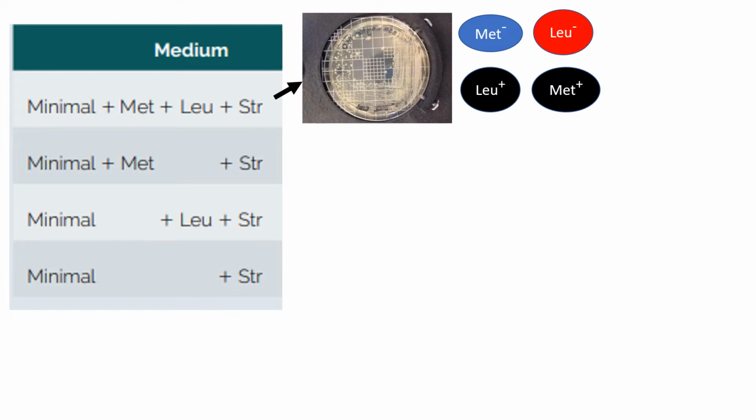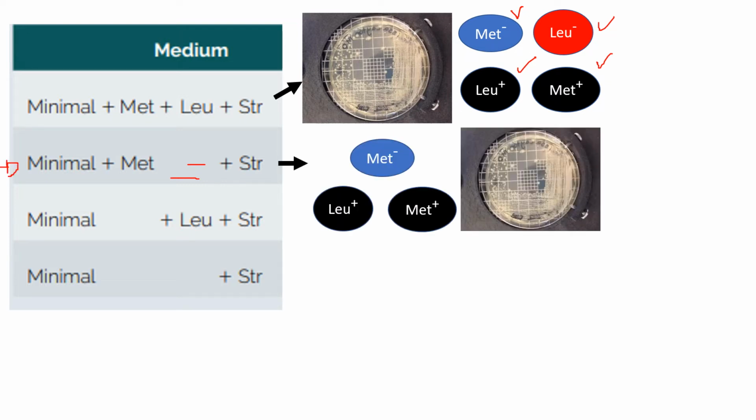To understand this question, the first thing we need to understand is that each media will allow different cells to grow. For example, in this one, all the cells are going to grow: the cells that don't have the methionine gene, the ones that don't have the leucine gene, and the ones that have both. Here, try to guess which one. This one doesn't have leucine, so which cells are going to grow there? In this second one, definitely the leucine and methionine cells are going to grow, but the one that doesn't have leucine is not able to grow.